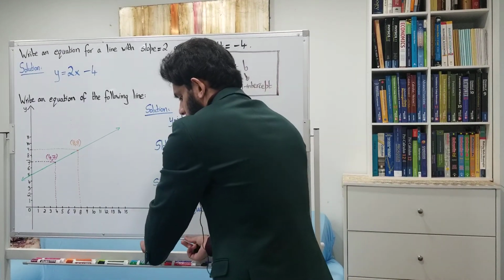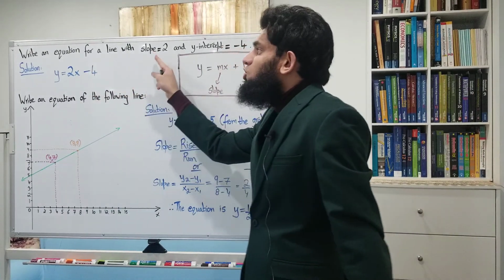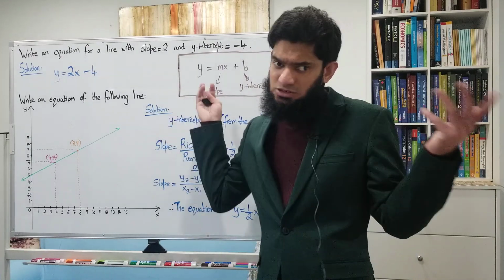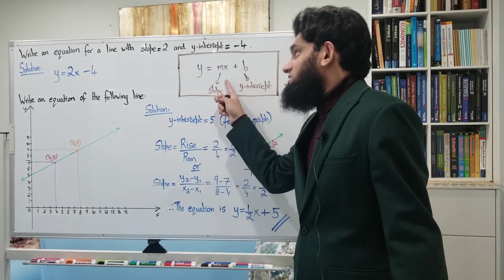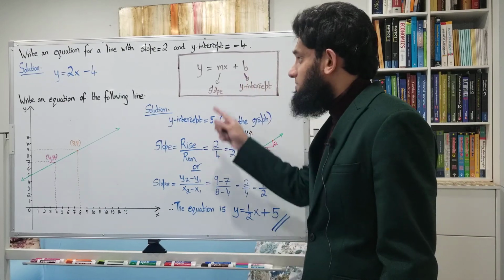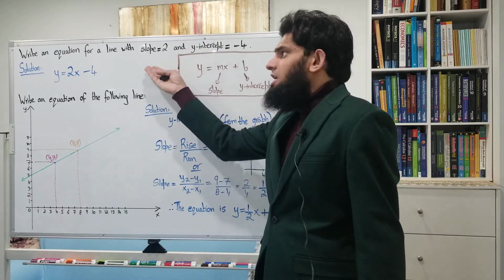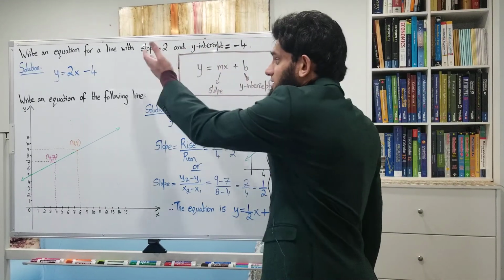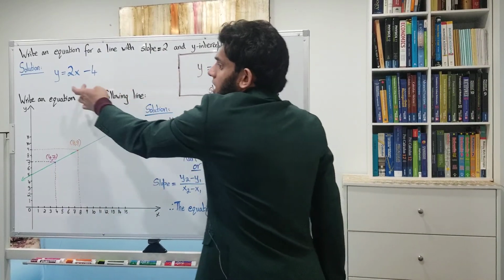Okay, so our first question here is to write an equation for a line with slope equal to 2 and y-intercept equal to -4. And this is very simple, right? We saw that y equals mx plus b, where m is the slope and b is the y-intercept. We've been given both of these things here, so we know the slope and we also know the y-intercept. Our job is just to plug in the numbers inside this equation and then we're done, right? So here we take this equation and we plug in the numbers.